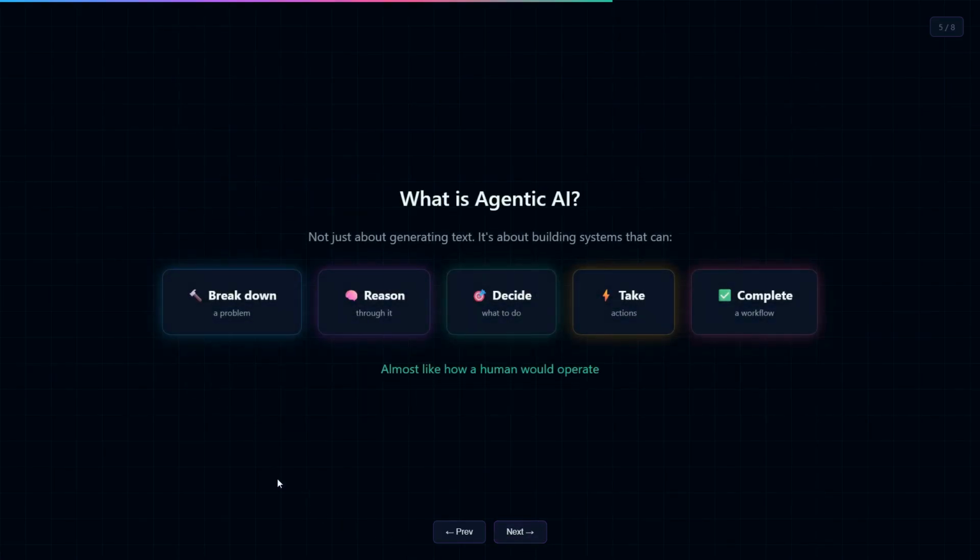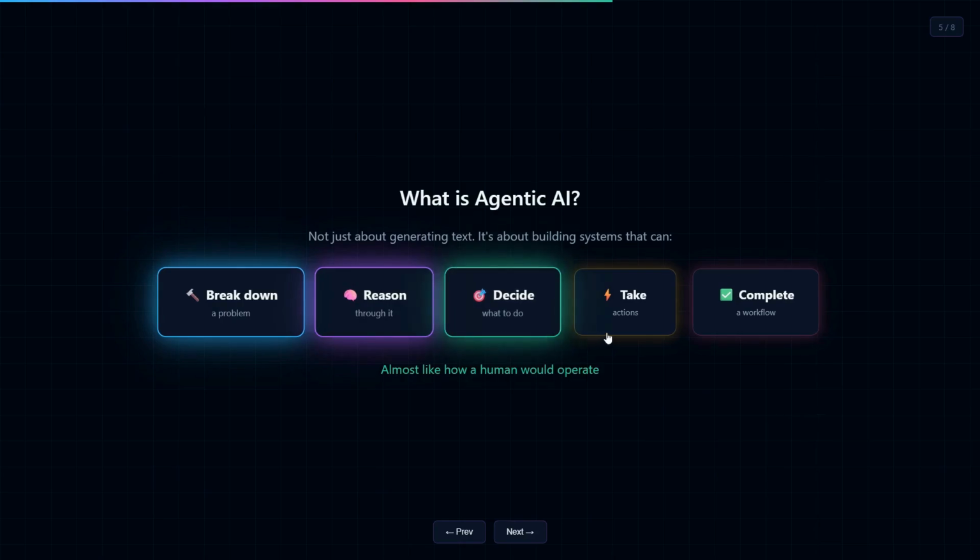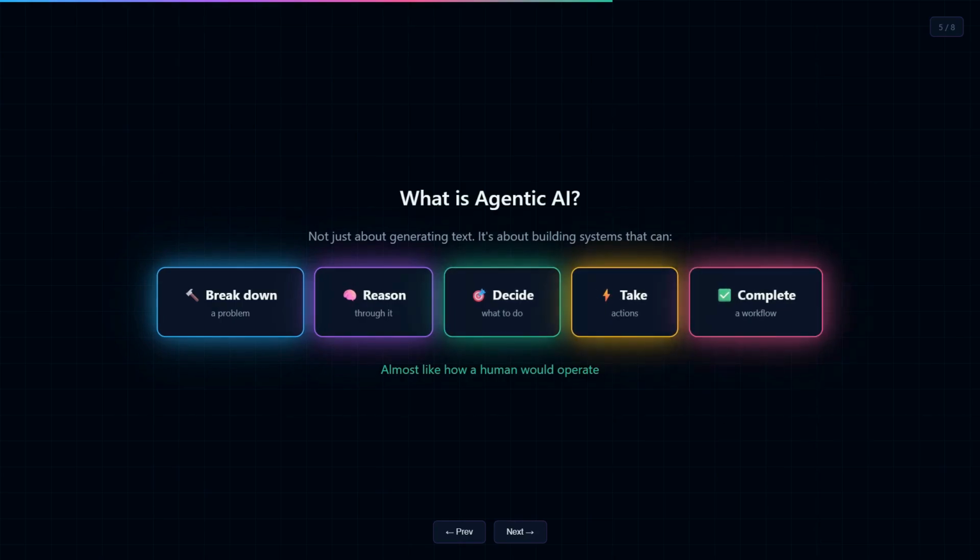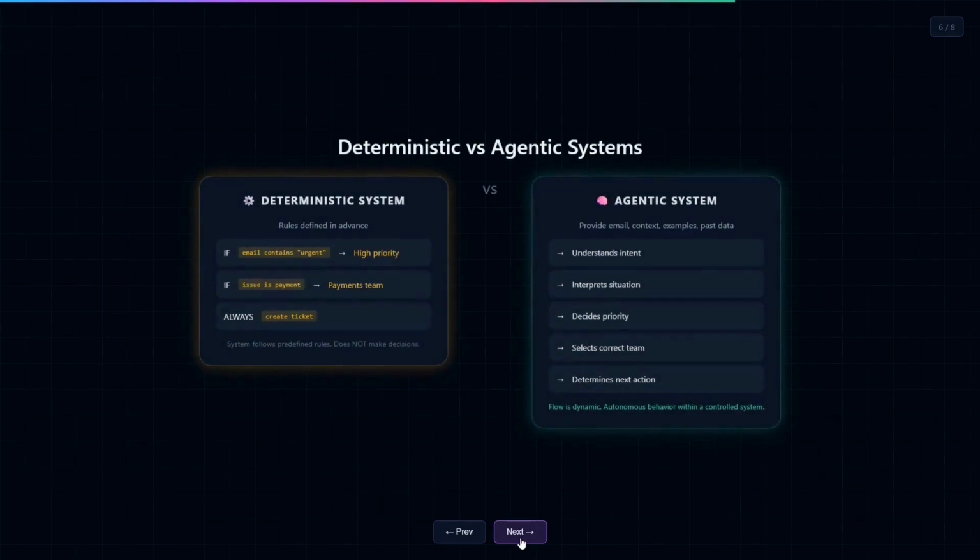Agentic AI is not just about generating text. It is about building systems that can break down a problem, reason through it, decide what to do, take the necessary actions, and complete the end-to-end workflow for us. It is almost like how a human would operate. Now let's clarify something very important. Many people often confuse deterministic systems with agentic systems.